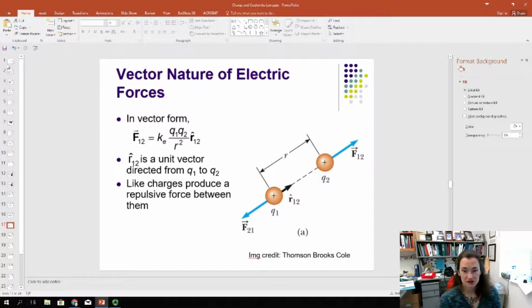The r hat unit vector points along that radial line, and then what you would do is find the magnitude of that, break the vector into its component parts, and then let the direction be dictated by the vector notation there.